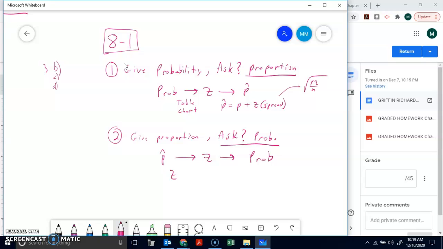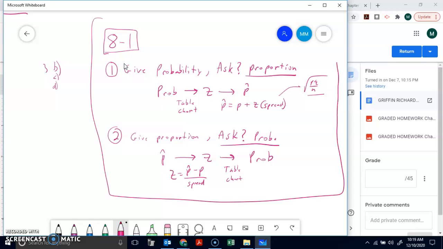So again, to get from p-hat to z is that z-score formula. P-hat minus p divided by the spread. And again, that spread is just the square root of pq over n. And then to get from z to the probability, we do the table or the chart. Okay, so this little quick summary, maybe this will help some of you, especially with determining what they're asking and what they're asking you to do. Okay?